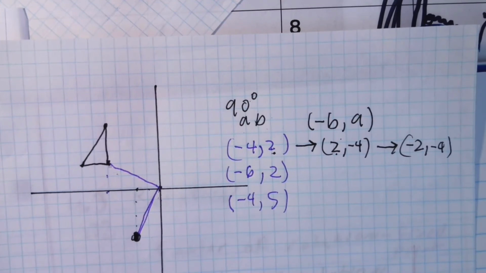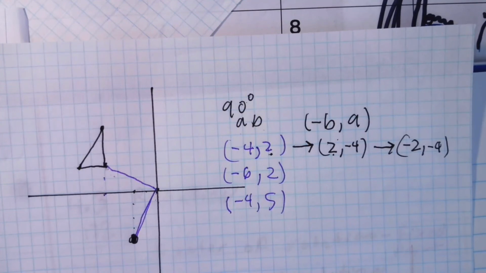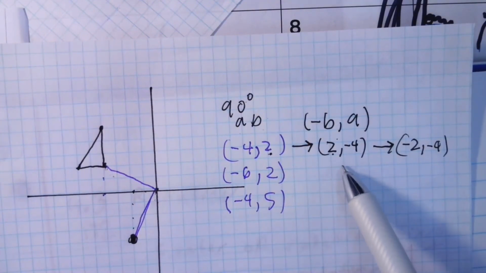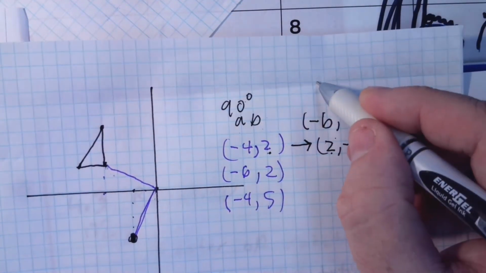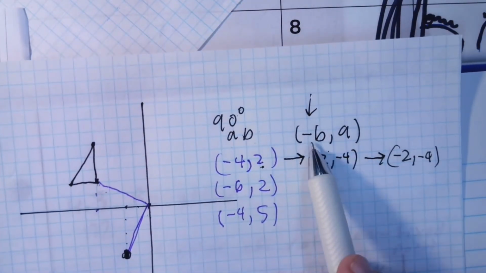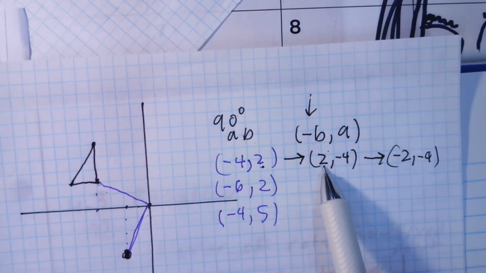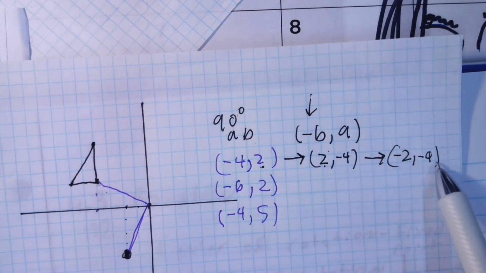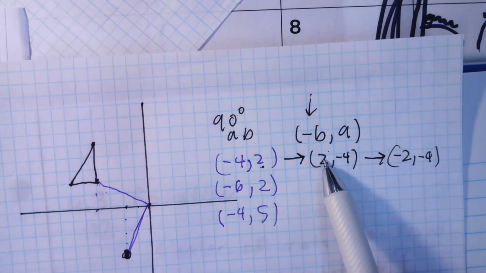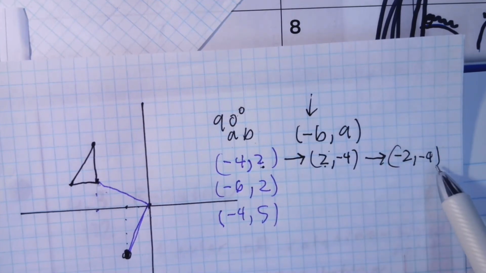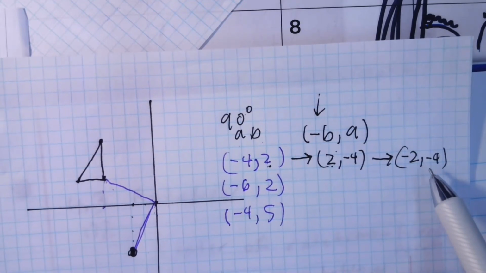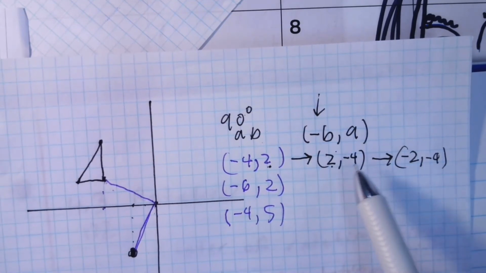So I understand how it gets from negative 4, 2 to 2, negative 4, but what makes it go to negative 2, negative 4? It says to do the opposite of whatever that is. And that is a 4. Oh, okay. So this means to do the opposite.